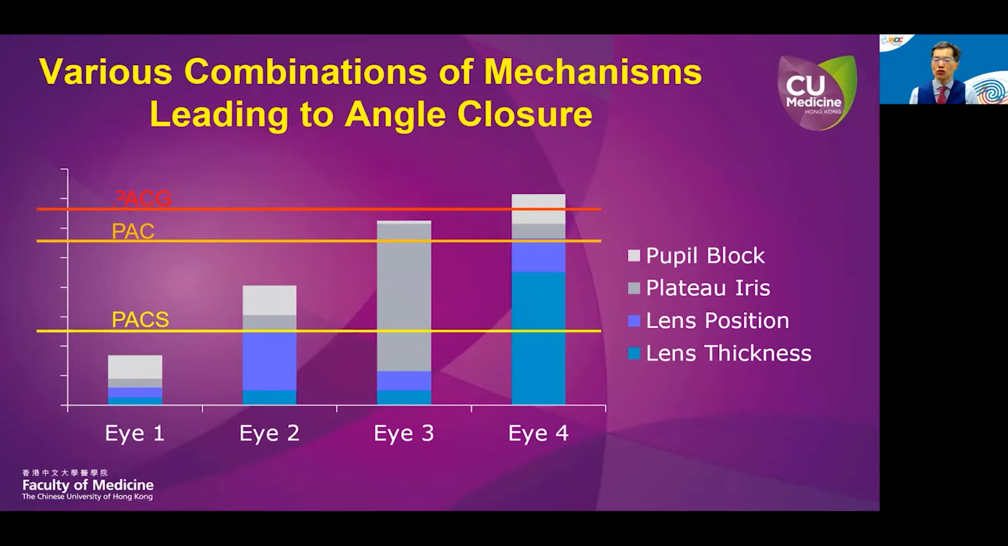Now, this diagram here tries to illustrate the contributions of different mechanisms towards angle closure in different eyes. You can see 4 different eyes here, and the height of each of these columns represents the predisposition to angle closure in that particular eye. So the higher the column, the greater is the risk of angle closure. And you can see that in different eyes, the proportion of contributions from each of these 4 mechanisms differ. Say, for example, in eye number 3 here, the plateau iris configuration is the main contributing mechanism to angle closure, whereas in eye number 4, the lens thickness is the main contributing mechanism.